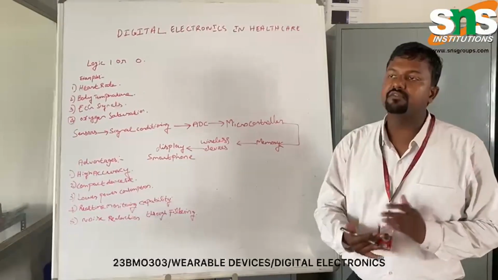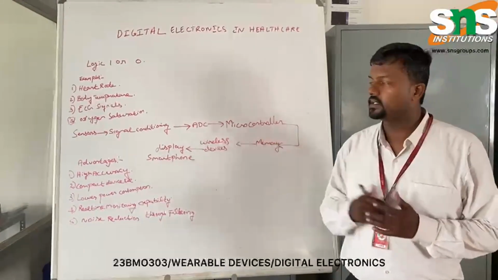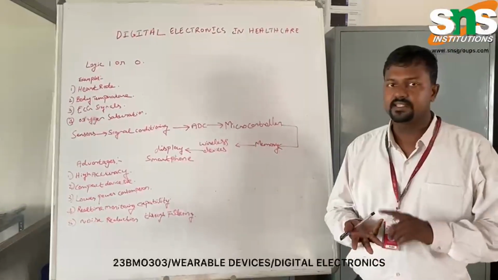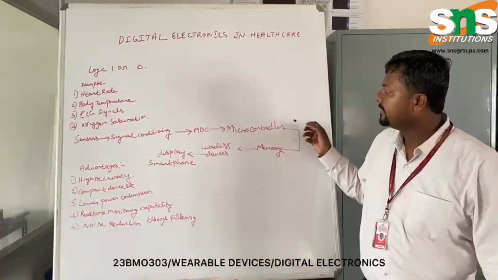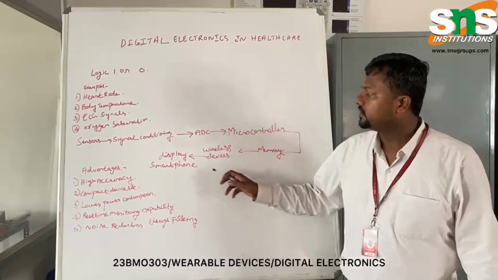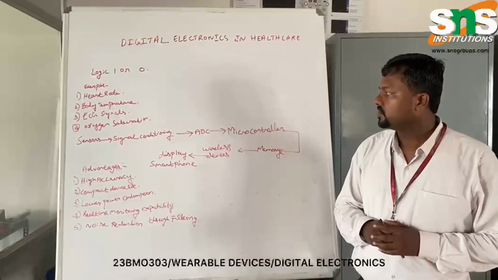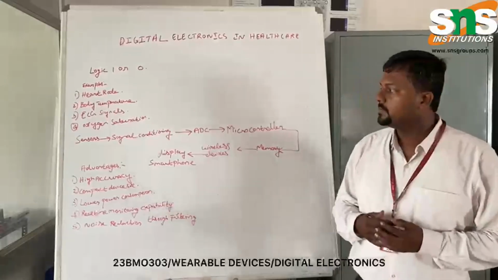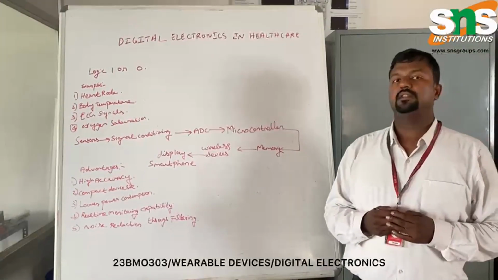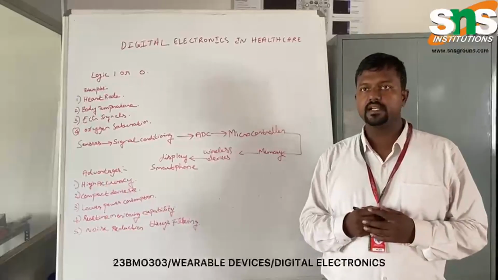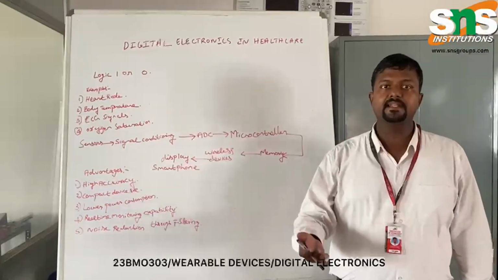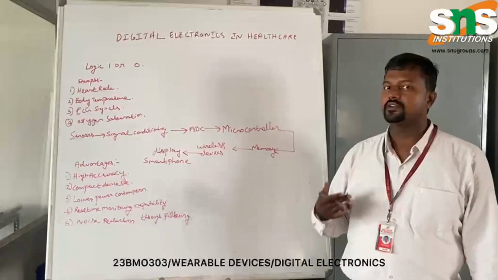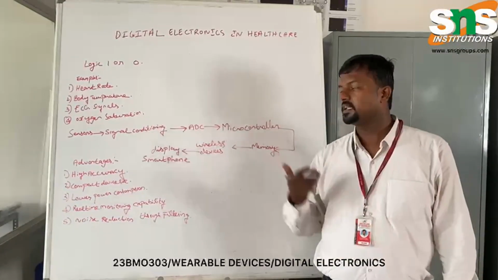The fundamentals behind this digital electronics are that all these parameters flow from the sensors, the signal conditioning circuits, the ADC, the microcontroller, the memory, the wireless devices and the smartphone. Sensors refers to the different kinds of biomedical sensors. The second one is signal conditioning, which is nothing but amplifying the signals or making the signals very pure from external noises, etc.